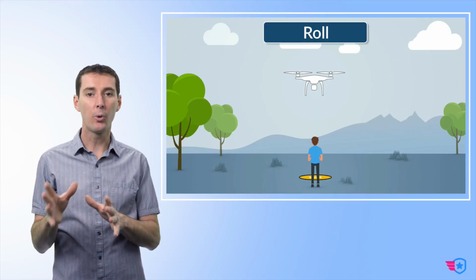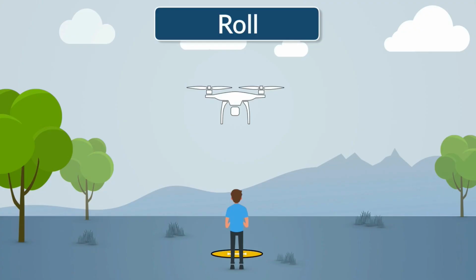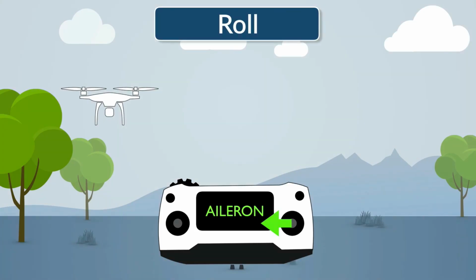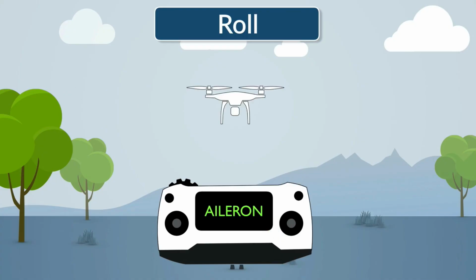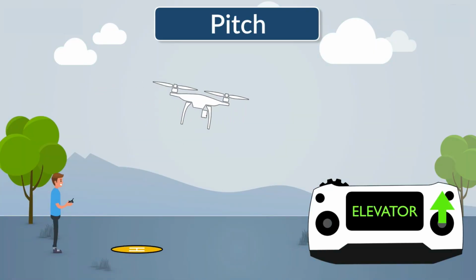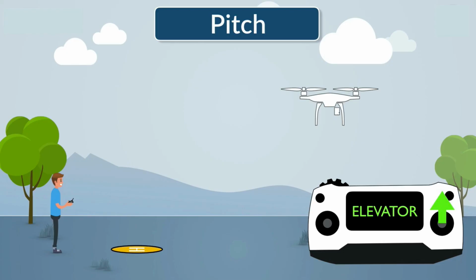Let's take a look at the quadcopter section here. Your roll is going to be done by your aileron, and depending on how your controller is set up, if it's set up like most controllers, the aileron is going to be on the right stick. You go to the left, and the drone is going to roll to the left, and then to the right. In terms of the pitch, it is going to be controlled by the elevator. You're going to move forward or you're going to move back.